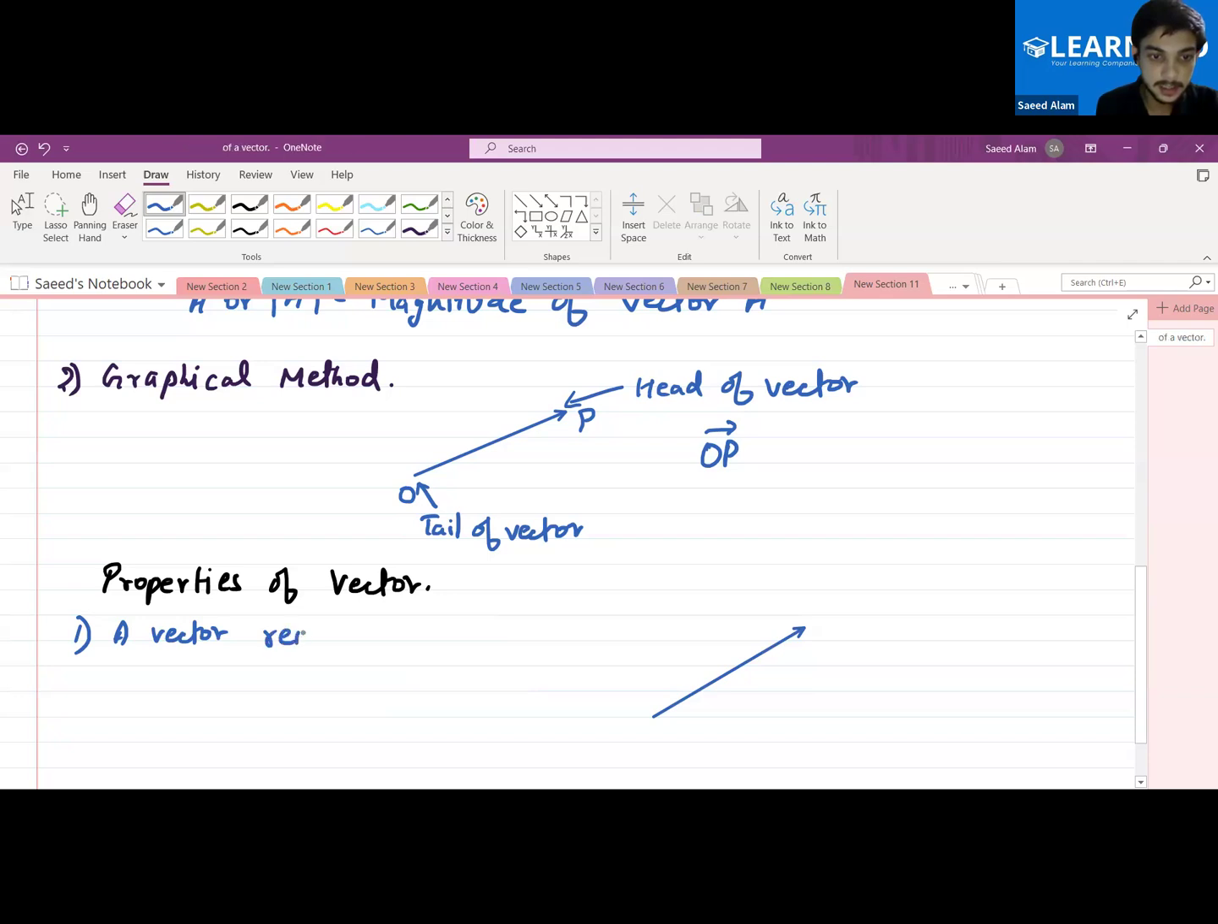A vector remains unchanged if shifted parallel to itself.